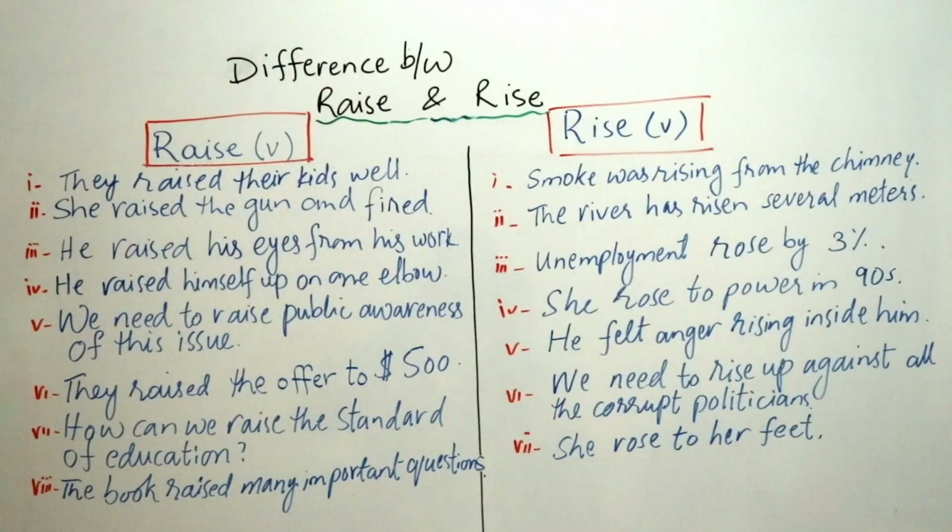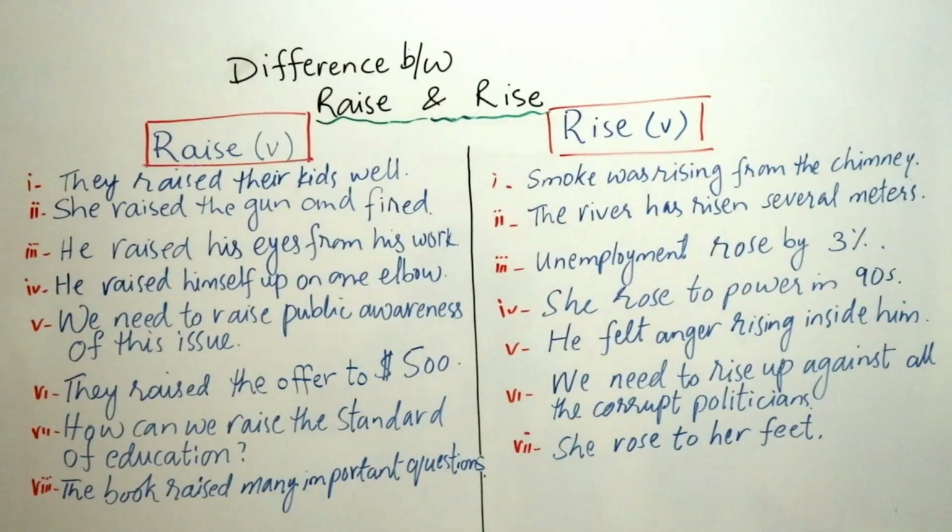Well, in the second column, I have written down the examples of the word rise as verb. First example is smoke was rising from the chimney. चिमनी से धुआं उठ रहा था. Number 2, the river has risen several meters. दरिया जो है वो कई मीटर तक उठ चुका है. The river must have been flooded. Number 3, unemployment rose by 3%. बेरोजगारी 3% तक बढ़ चुकी है.